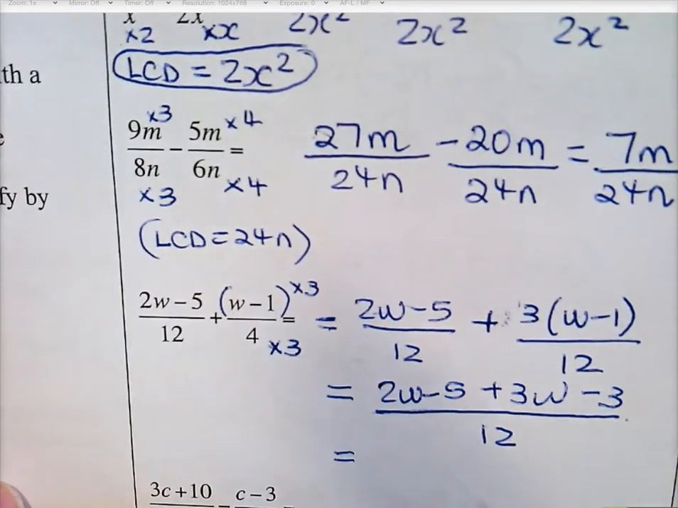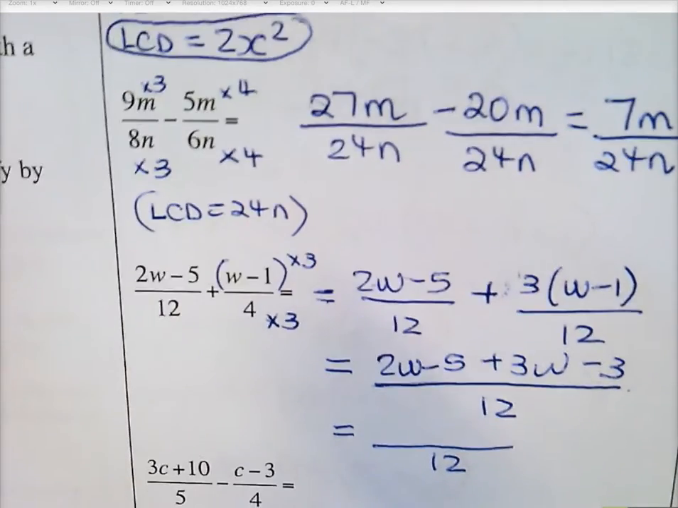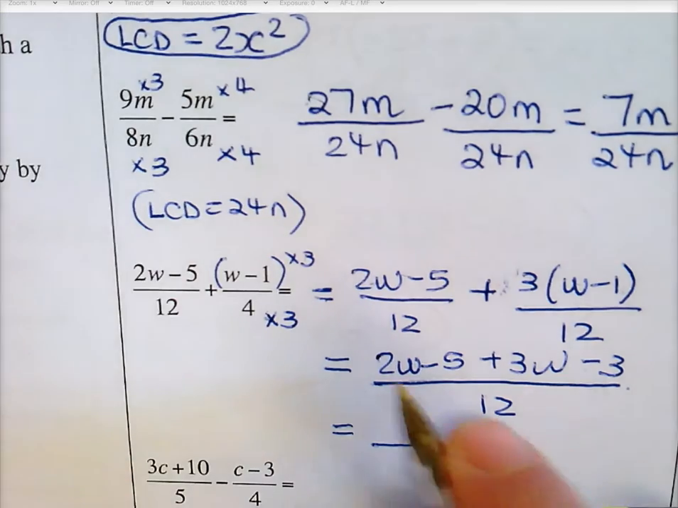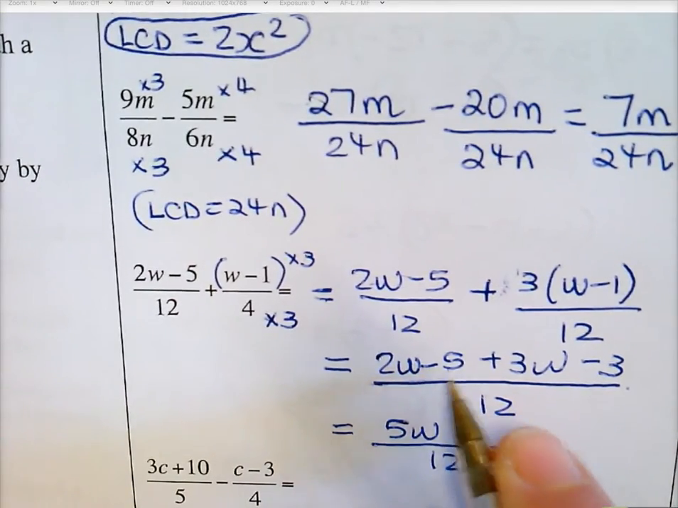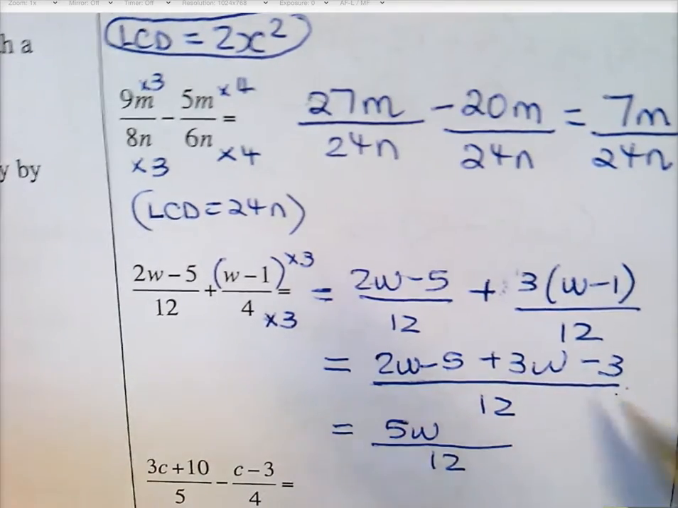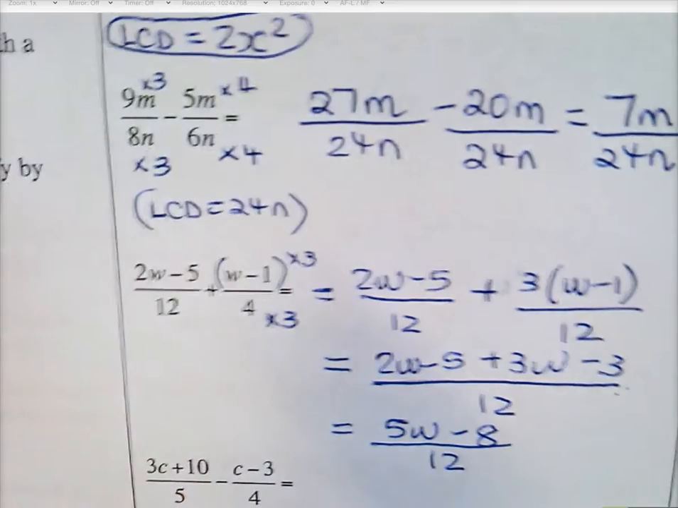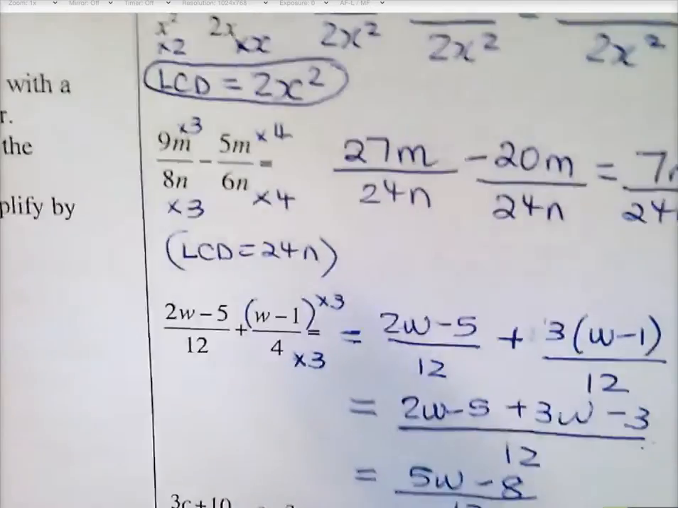Now, girls, you've got to add and subtract like terms here. 12 is the denominator. What have you got? 2w plus or minus 3w? Plus, which is 5w. Then you've got minus 5 minus 3. Very good. Down 5 and down 3. You're going up and down the elevator. Down 5, down 3. You've gone down 8.